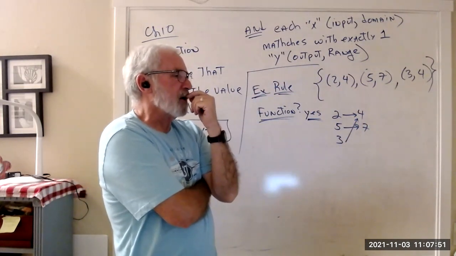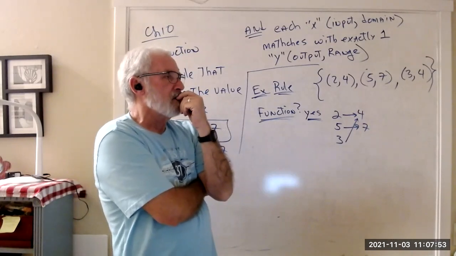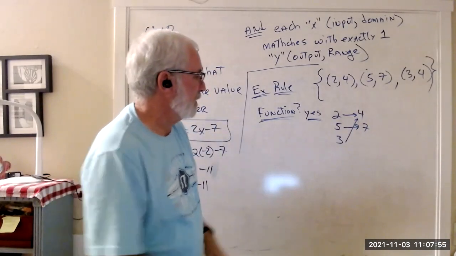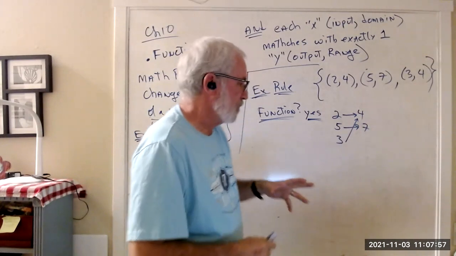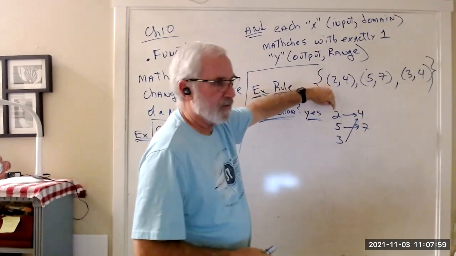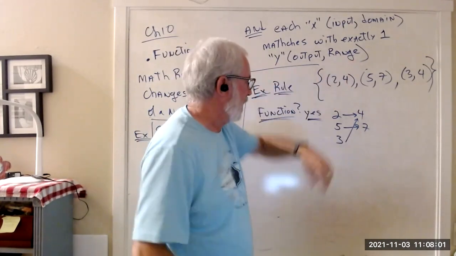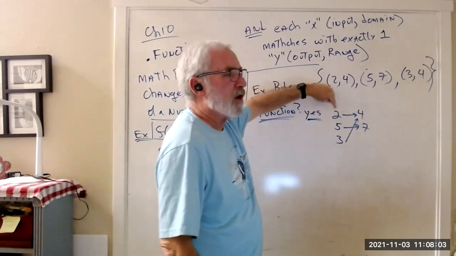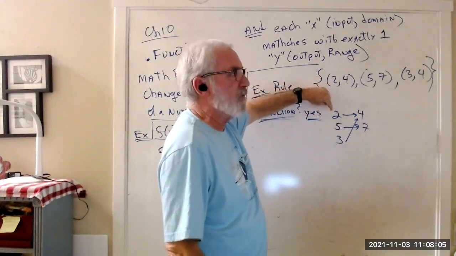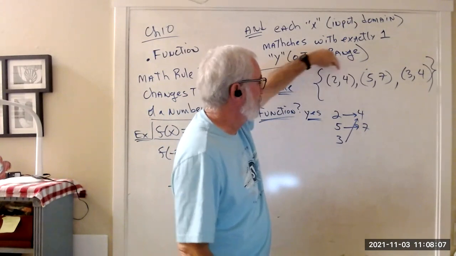Think of this as, well, I was going to try and do an example about being in church. And somebody calls out, well, never mind. I'm not going to do that. So if I call out 2, everybody will answer 4. 2 matches with 4.